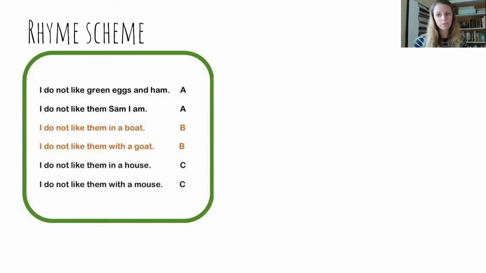I do not like green eggs and ham. I do not like them, Sam I am. I do not like them in a boat. I do not like them with a goat. I do not like them in a house. I do not like them with a mouse.